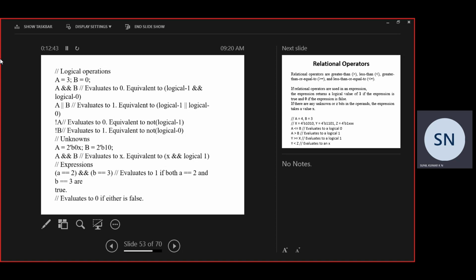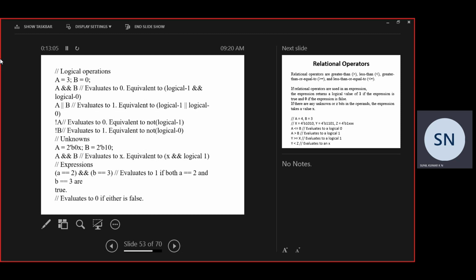So a double or b, so that means double and b. So a and b, so 3 and 0. So that means a is equal to 3 and b is equal to 0. So if you perform the logical AND operation, there is a, but 3 is not equal to 0. So if you perform AND on 3 and 0, it will obviously result in 0 as well.